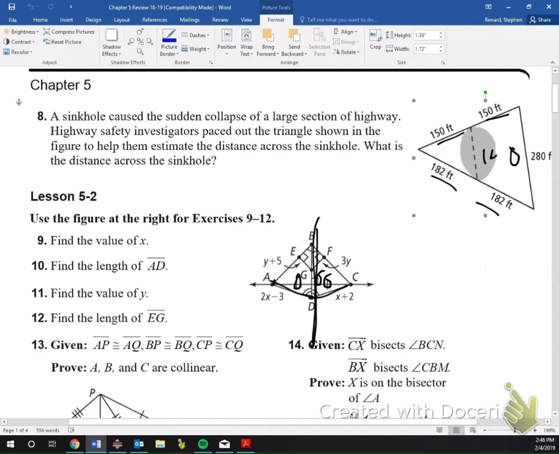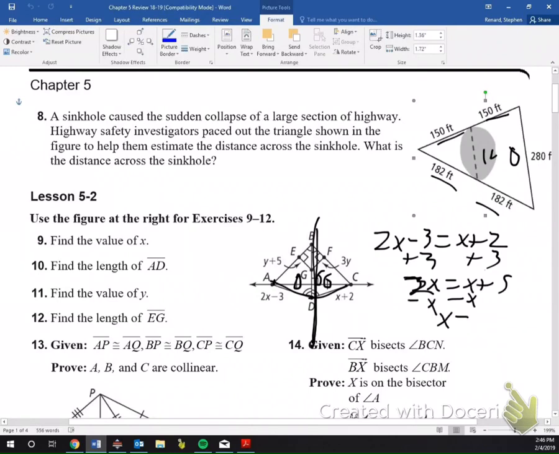So we're going to go 2x minus 3 equals x plus 2. So add 3 to both sides. We get 3x equals x plus 5. We're going to subtract x from both sides. We get x equals 5. So that's our answer to number 9. x equals 5. Number 10 says find the length of AD. Well, AD is 2x minus 3. So we're going to go 2 times 5 minus 3, or 10 minus 3, or 7.